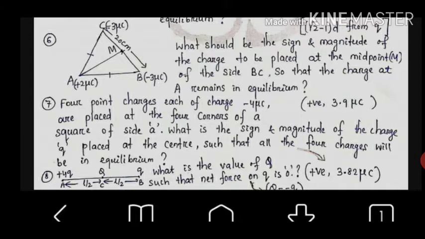Okay, so the question is: 4 point charges each of charge minus 4 microcoulomb are placed at the four corners of a square of side A. What is the sign and magnitude of the charge q placed at the center such that all the four charges will be in equilibrium?